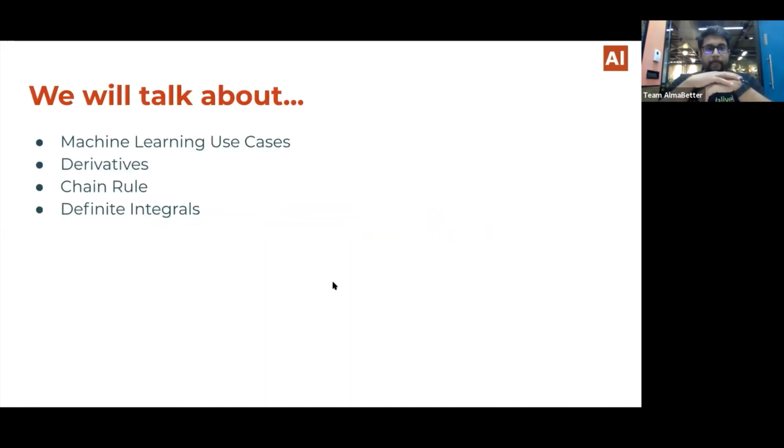Today we'll talk about some of the machine learning use cases of calculus, and then we'll revisit some of the high school concepts of derivatives, chain rule, and definite integrals. And of course, we'll include some of the concepts of maxima and minima, which will be under derivatives itself. Most of you who have a mathematical background or have studied well in high school would be familiar with these concepts.